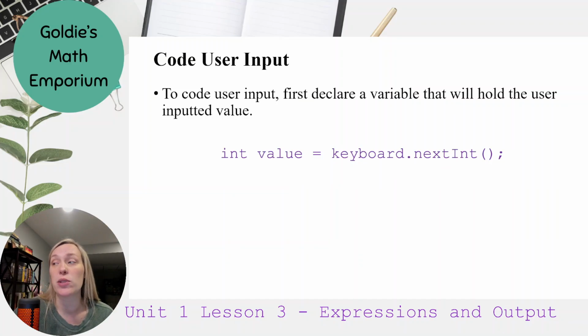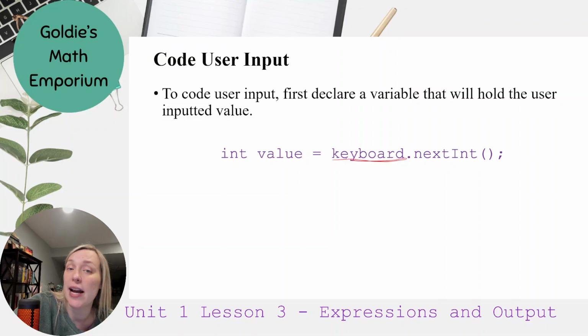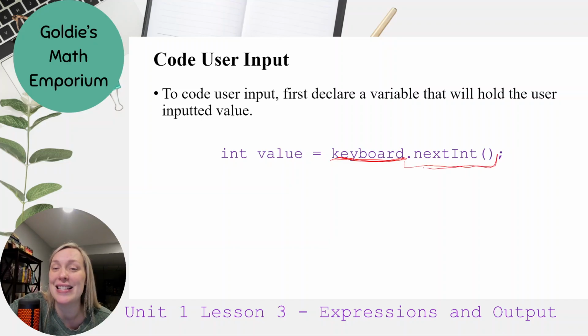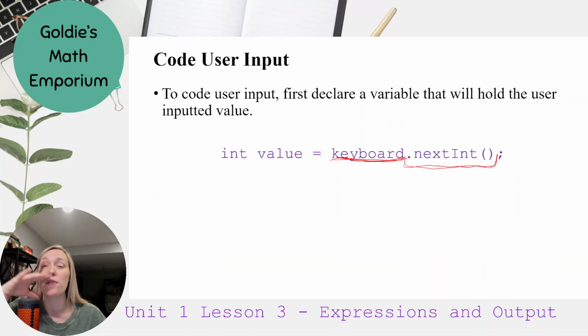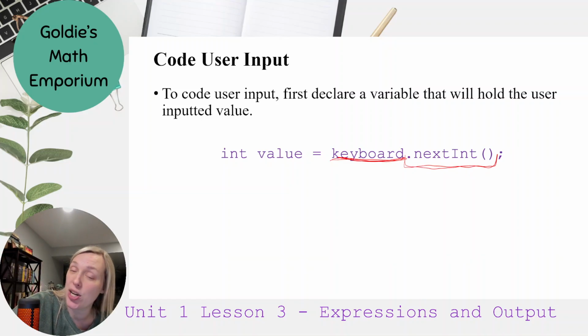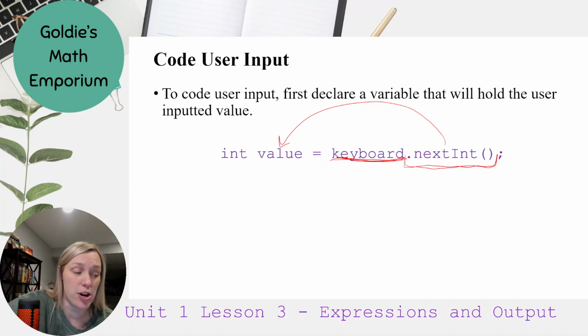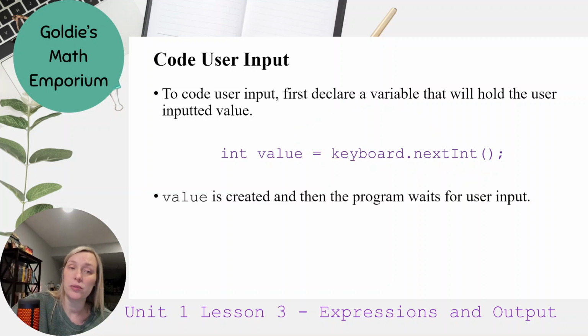Int value equals keyboard.nextInt. Keyboard is the identifier that I always use. And then .nextInt is the method that says you're going to look for an integer being put into the keyboard. The user is going to input that integer, and you are going to store it in the container called value.